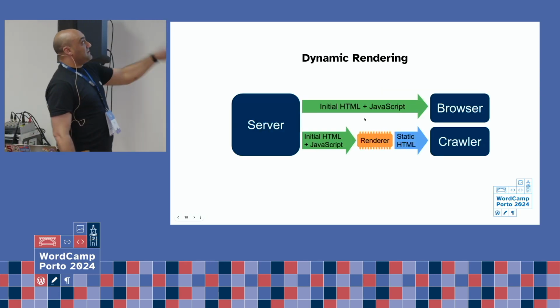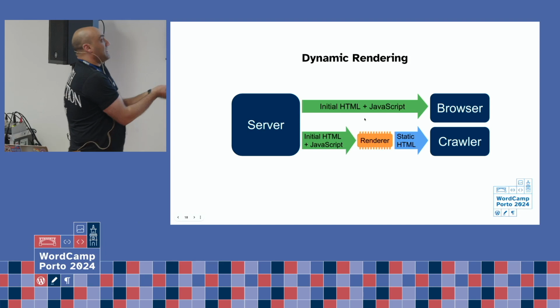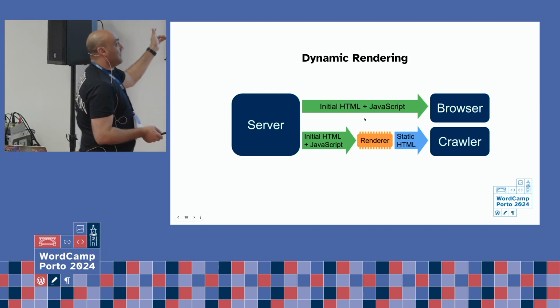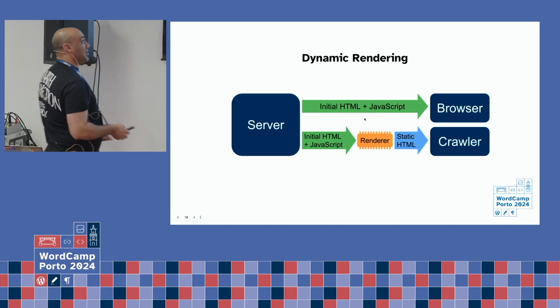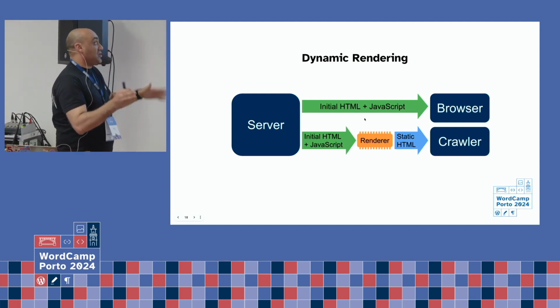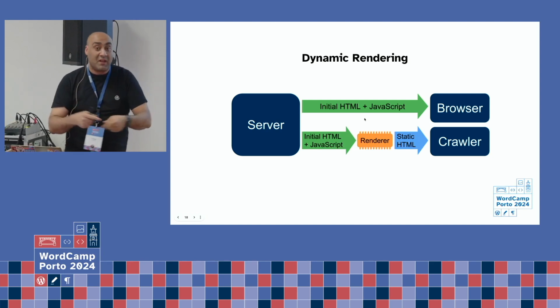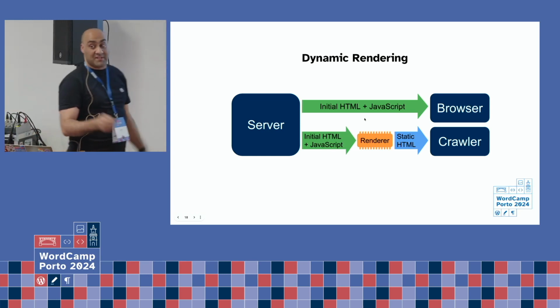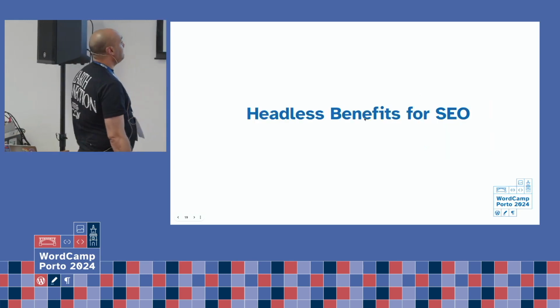So this is dynamic rendering, which explains how the server sends data to the browser and the crawler. For the browser, it sends initial HTML with JavaScript, and for crawlers, it sends initial HTML, JavaScript rendering, and static HTML to the crawler. So the crawler can now understand the page and the content.